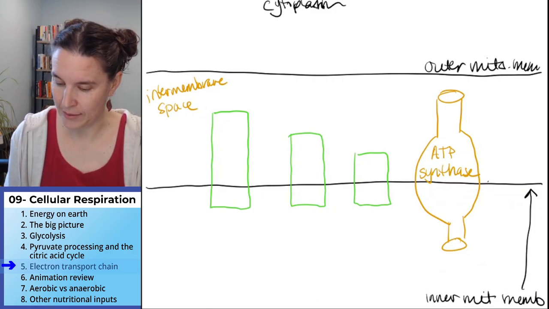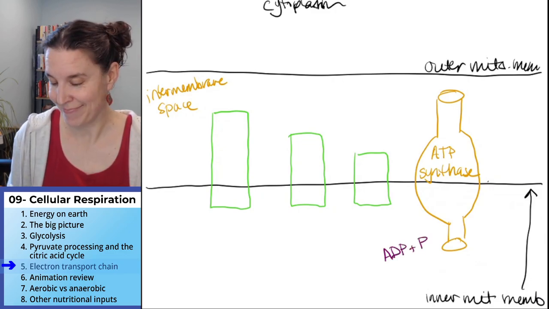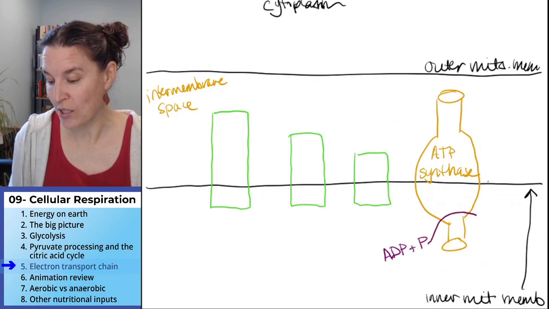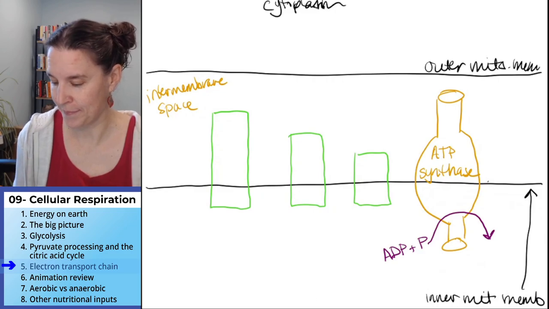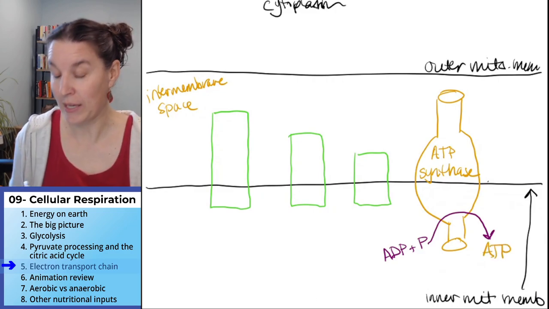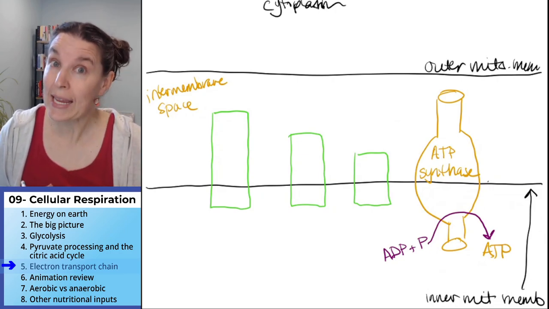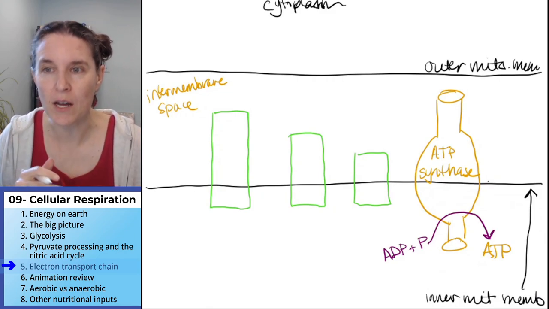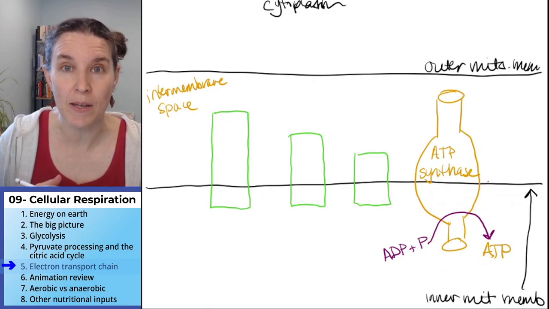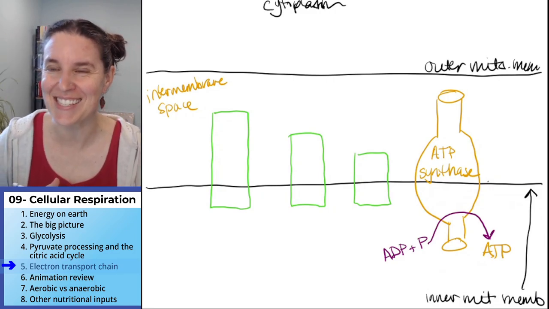Well, I'll tell you. It takes ADP plus P and it turns them into, what do you think? ATP. This is how we get our 28 ATP molecules. ATP synthase embedded in that inner mitochondrial membrane makes it happen, makes it rain. Thank you very much, ATP synthase.